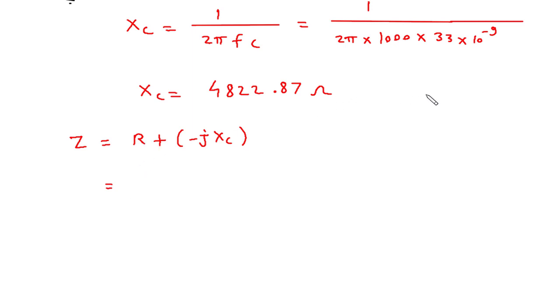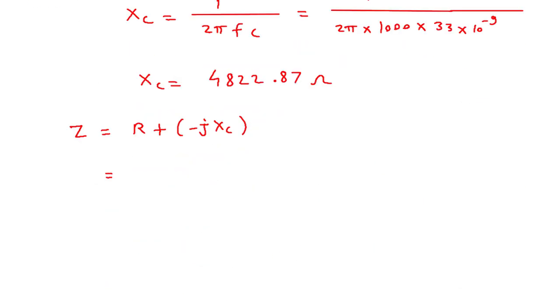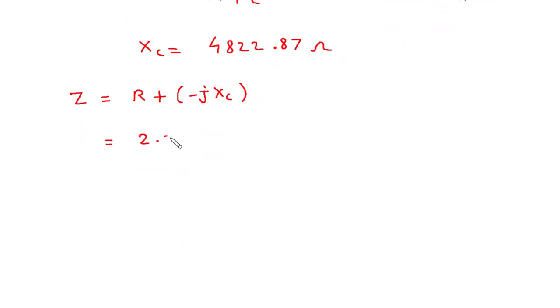The value of resistance is given, it is 2.2 kilo ohm, 2.2 into 10 to the power 3, then minus j, then the value of XC. The value of XC is 4822.87. So, this is the value of Z and this is the rectangular form.